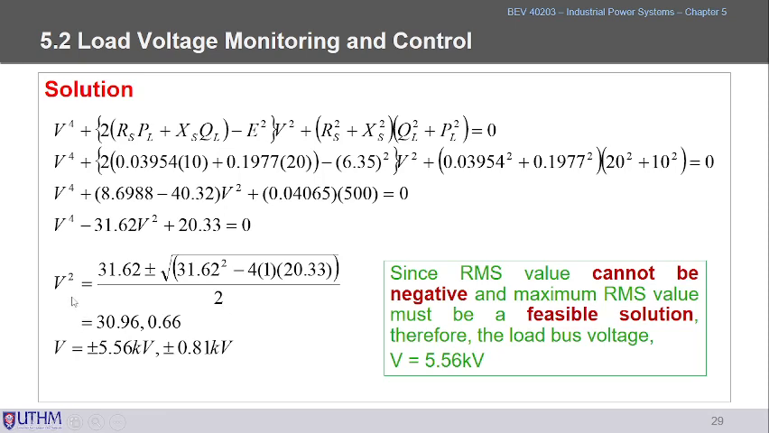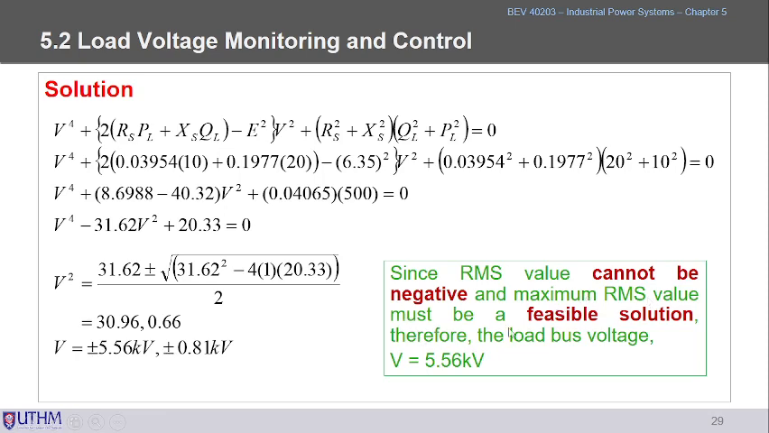So we have V square equal to 30.96 or 0.66. Then we can find V by taking the square root. Finally we have plus minus 5.56 or plus minus 0.81. We need to understand that RMS value is always positive, so we can ignore the negative parts.